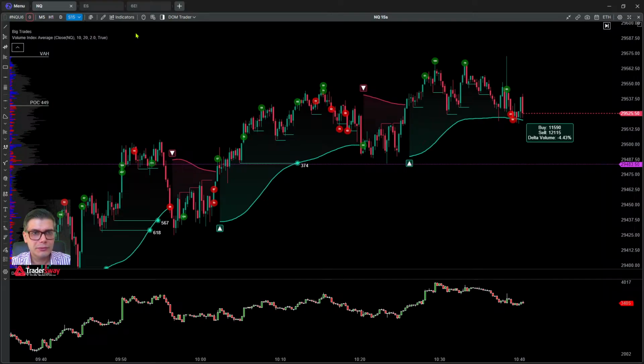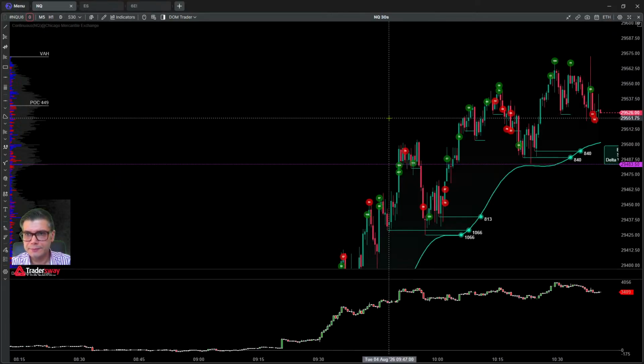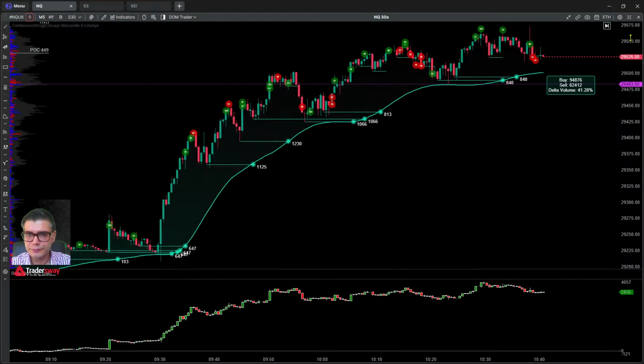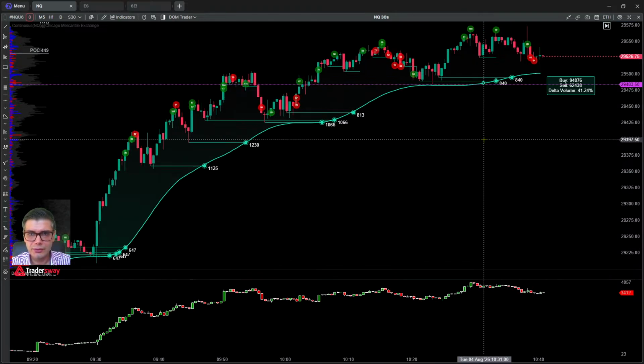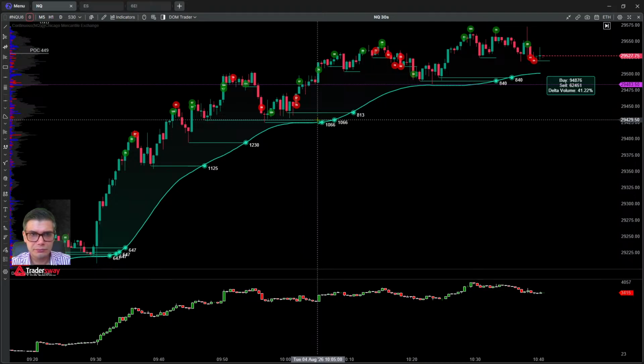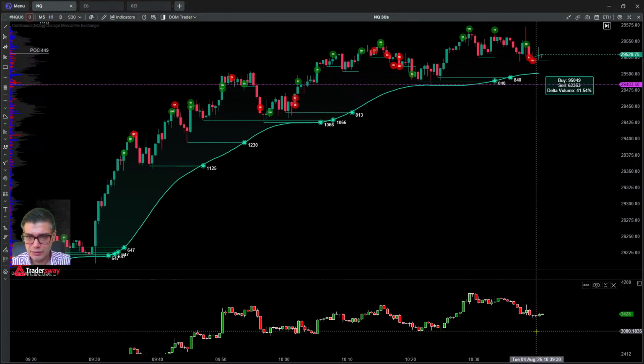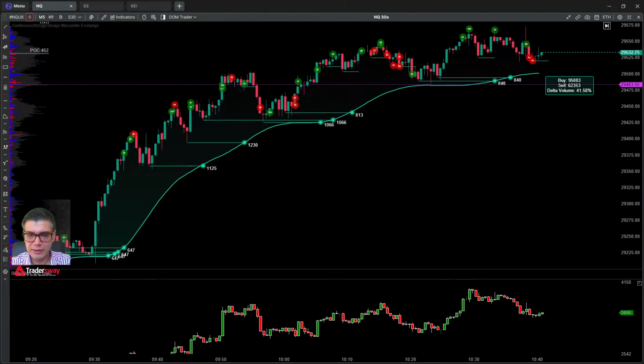Let's go to 30 seconds time frame. Okay. The structure at the lows is not very good. Not so good. Market is bullish, but let's see if we can have a tiny scalp on the downside.